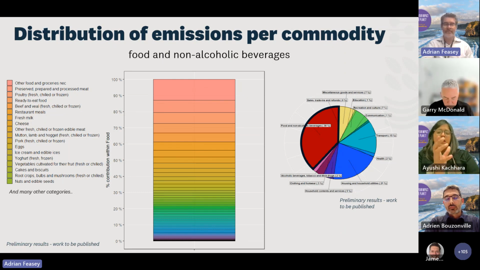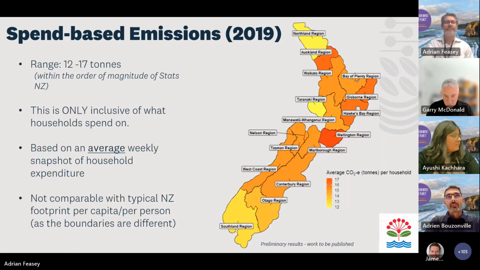The household economic survey, and I'll come to that later. But yes, our ultimate aim is to be able to build a regional inventory using this information and use other data sources to increase our confidence in these numbers. Next slide.